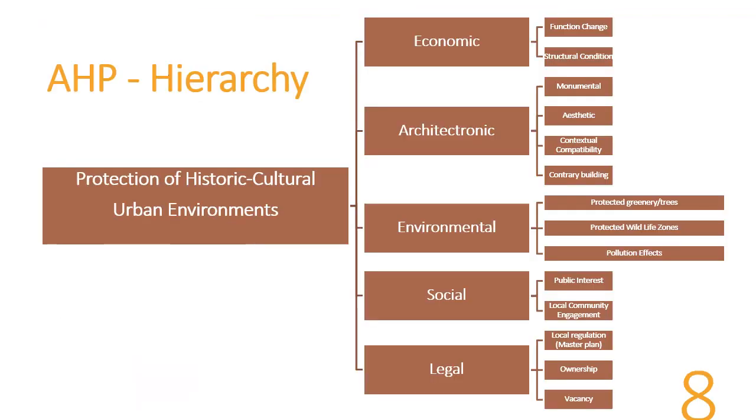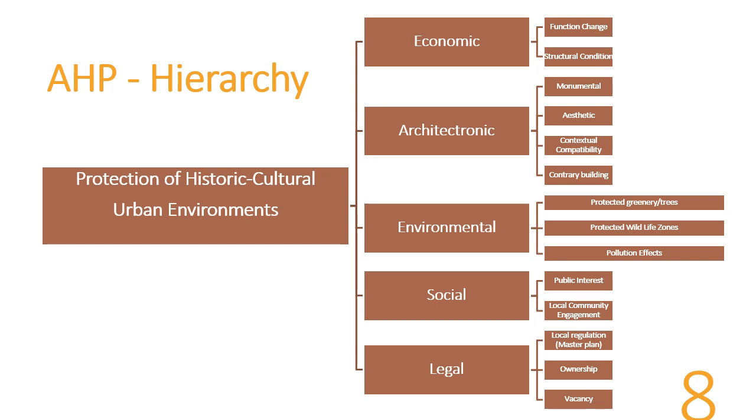For setting up the hierarchy, as we proposed in the main methodology, we first decided the parameters of the protection of historical, cultural, urban environments. They are economic dimensions, architectonic, environmental, social, and legal parameters. These need to be included for developing the protection area boundary.